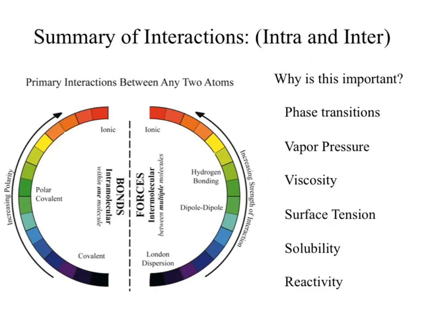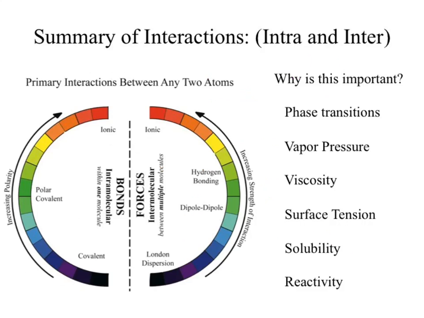This becomes huge in organic chemistry, ultimately becomes huge in all of chemistry. It's what allows you to predict all of these possible transitions that we look at on the right. Phase transitions, vapor pressure, viscosity, surface tension, solubility, reactivity. Being able to predict why two molecules interact with each other comes back to this chart. Okay? It is massively important. Okay? How does it work?